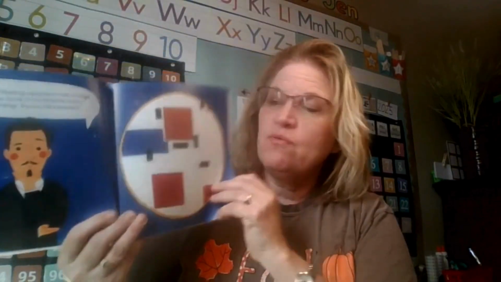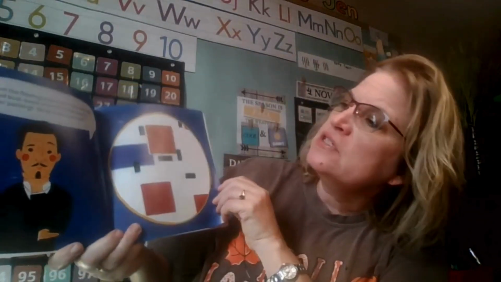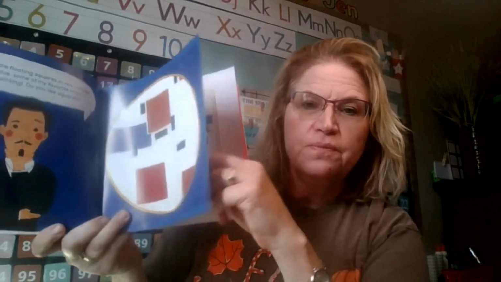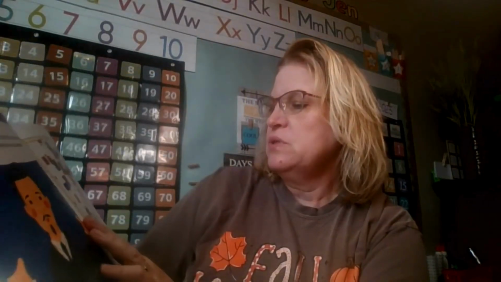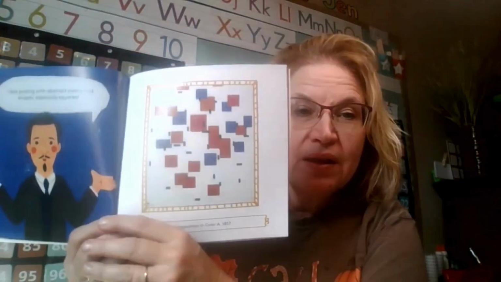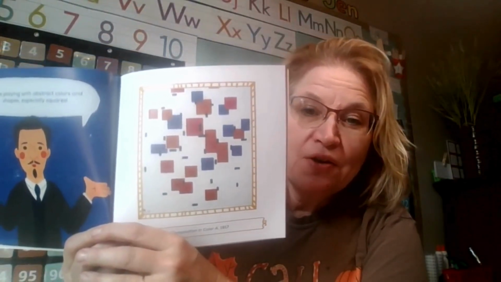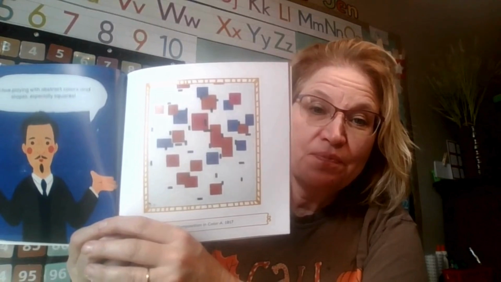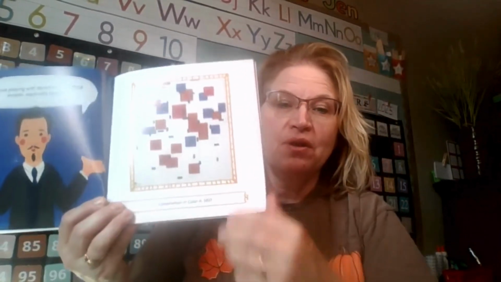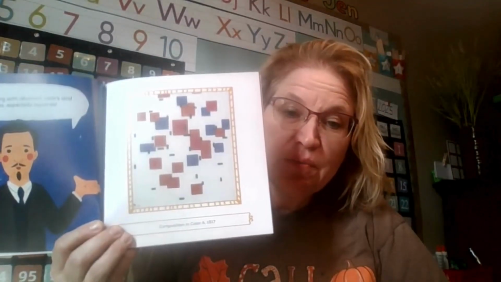And this is just sort of a blow up of one, I believe. Yes, because you'll see he's got floating squares within this picture. All right, so this one is called Composition in Color A, and he said he really liked playing with squares and shapes and colors. So I'm going to continue to show you these different pictures.